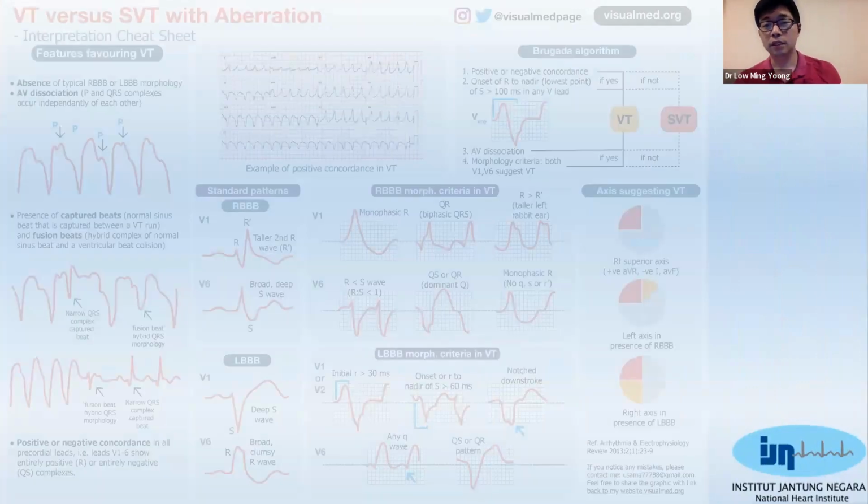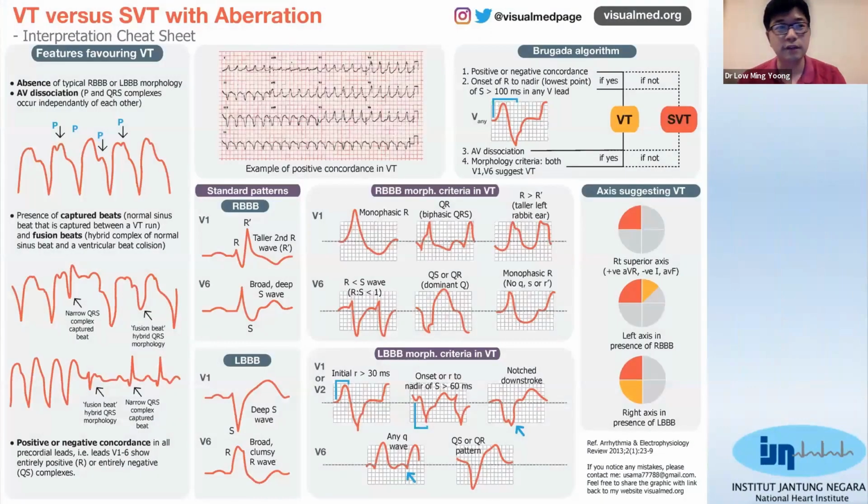And you can see there are a lot of things here. There are many things, right? Features favoring VT, standard patterns, and so on. But they call it a cheat sheet. A cheat sheet is something you use to make your life easier, but obviously this one doesn't make your life easier. So you can see actually how complex this is.